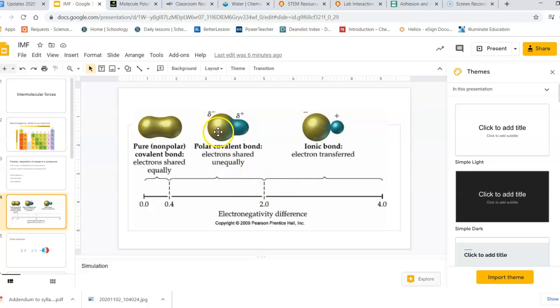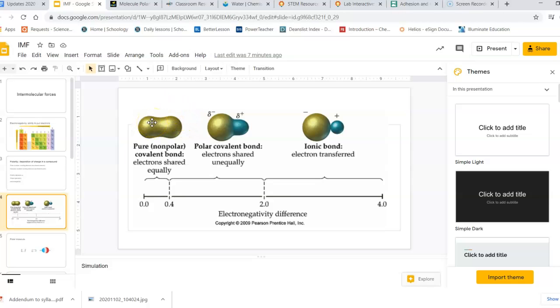Then farther down the list is the polar covalent bond, where electrons are shared unequally and it has a partial charge. This symbol over here is a lambda, and it represents partial. So it doesn't have a full charge like the ionic bond, it has a partial charge. It's partially negative, partially positive. And a pure nonpolar covalent bond, in which electrons are shared equally, has no partial charges.